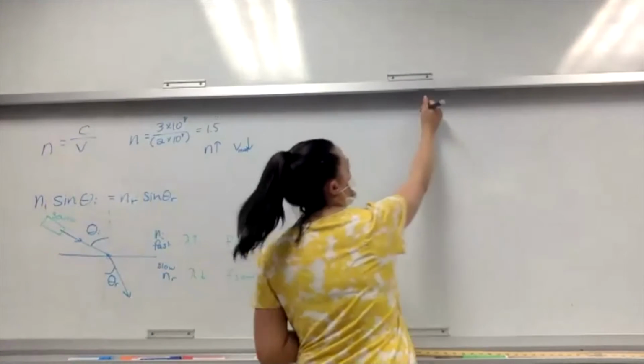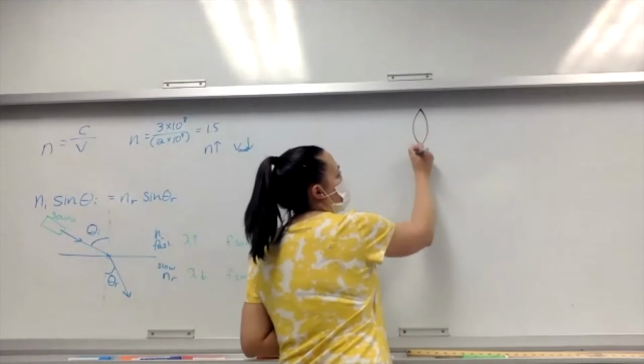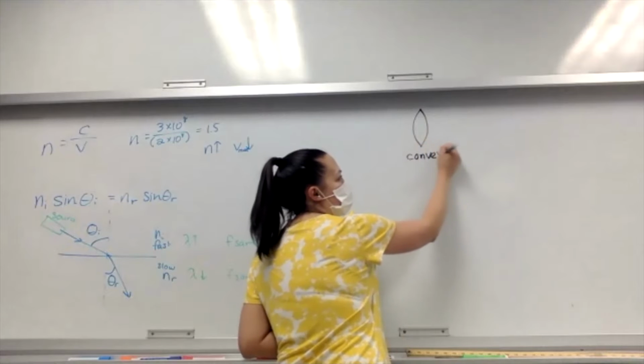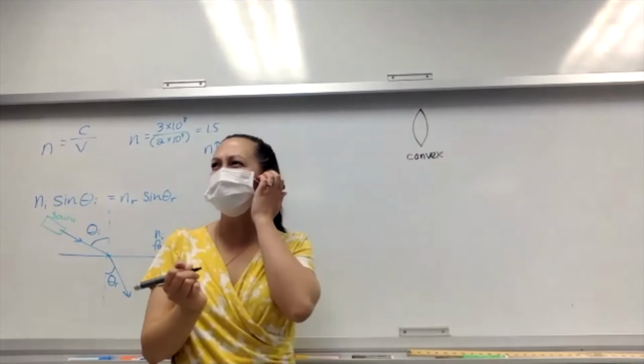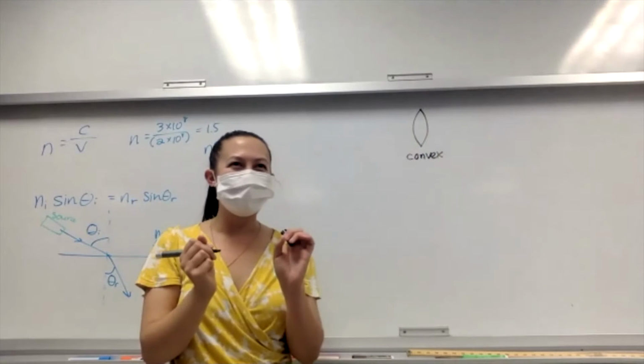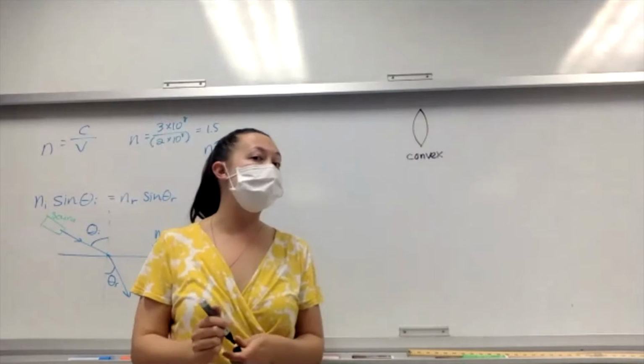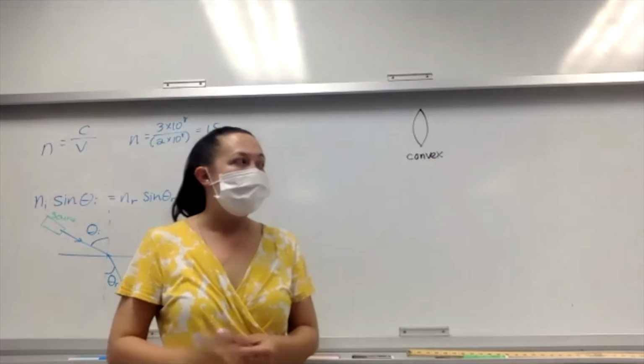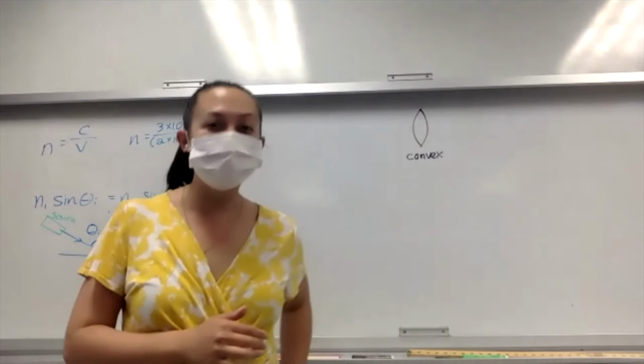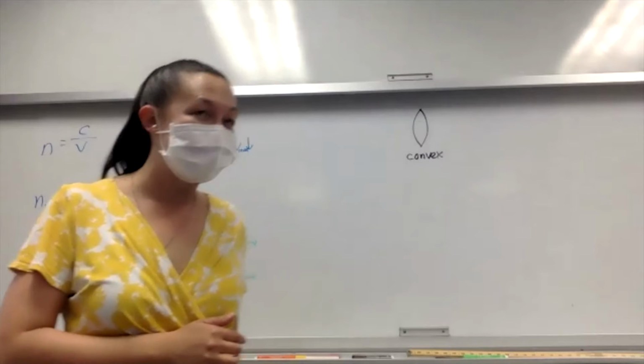So when we do the shape of a lens, this shape is called convex. And how do we remember the convex shape again? The edges bend outwards. Right, the edges bend outwards. Now when we talk about the behavior, is this converging or diverging?